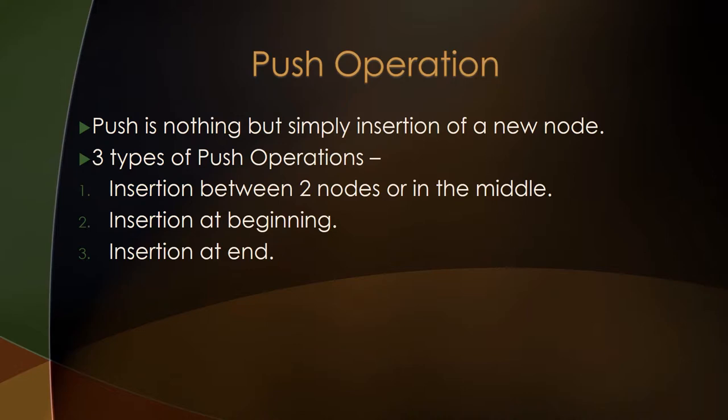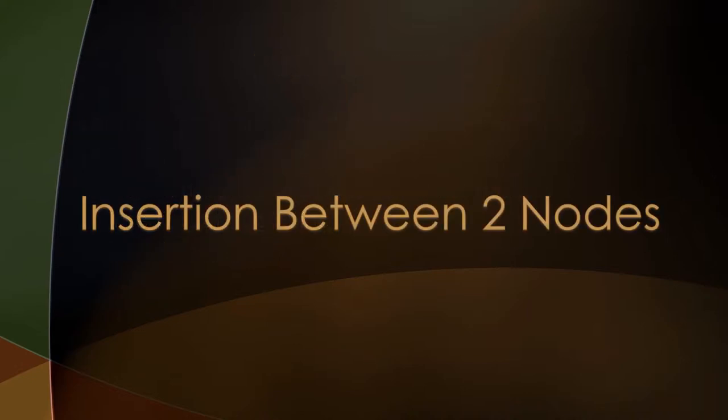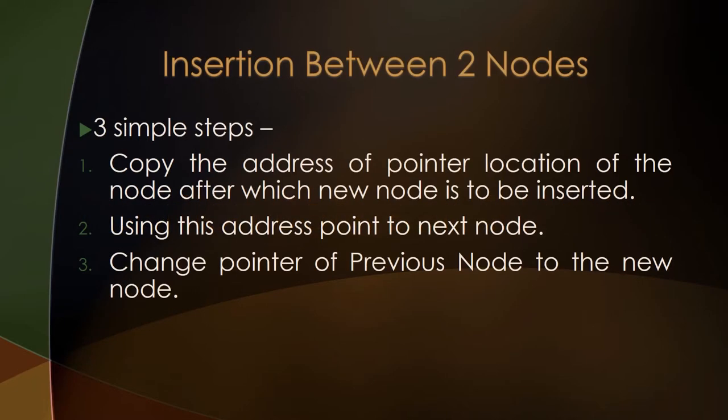Now moving on to the first part, that is insertion between two nodes or in the middle of a linked list. Now there are three steps which are performed when inserting a new node between two nodes. First, copy the address of the next pointer location of the node after which new node is to be inserted. Second, using this address, point to the next node. Third is change pointer of previous node to the new node.